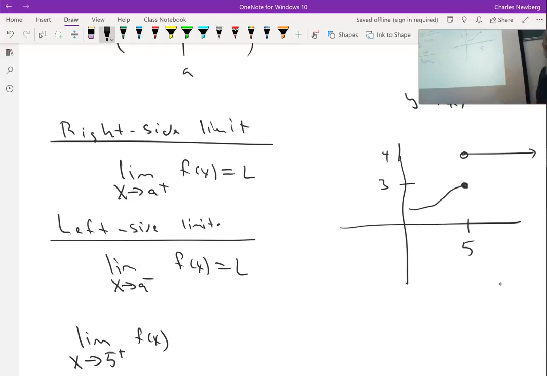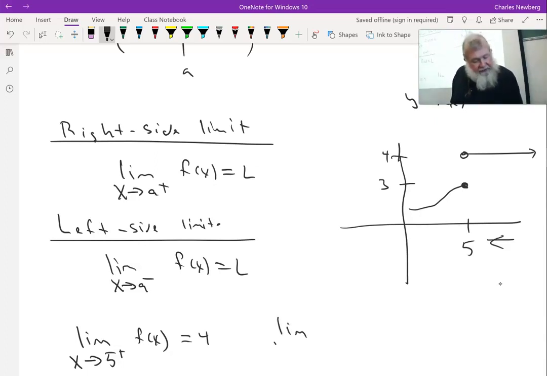So we're coming into 5 from the positive side. That means we're coming into this x value here. So as we're coming into 5, where are all these y coordinates going to? It looks like they're going to what? 4. So what would I say the limit here is? I'd say the limit here is what? 4.